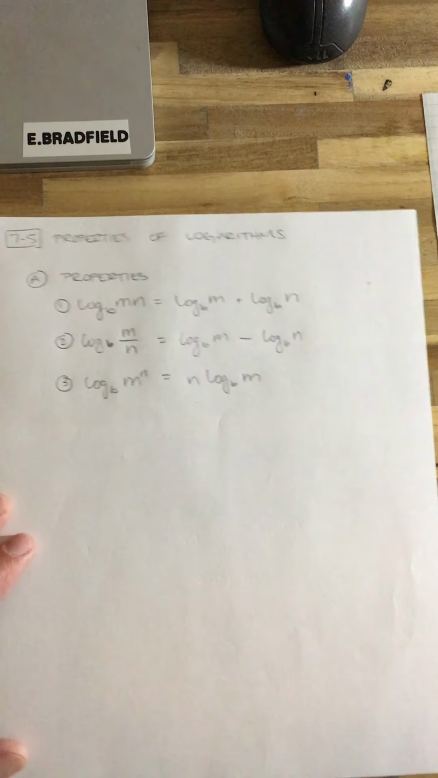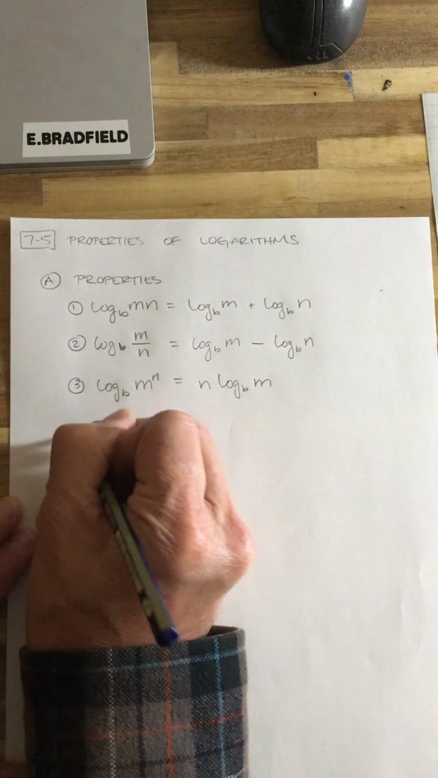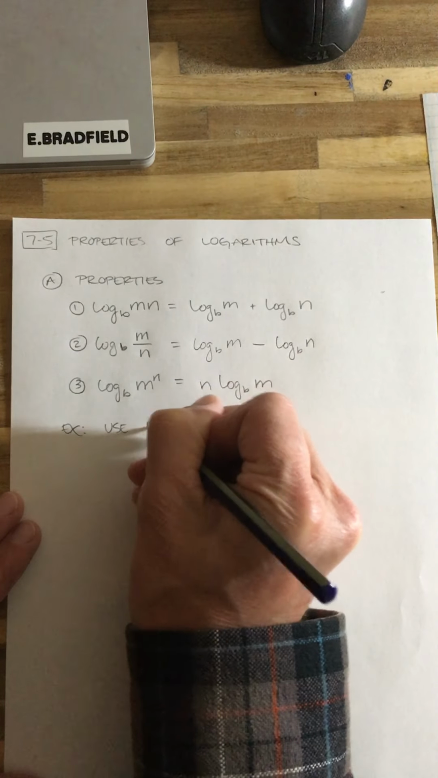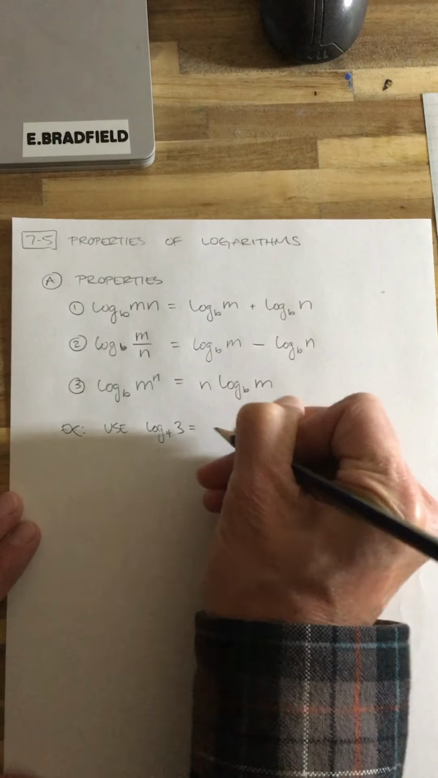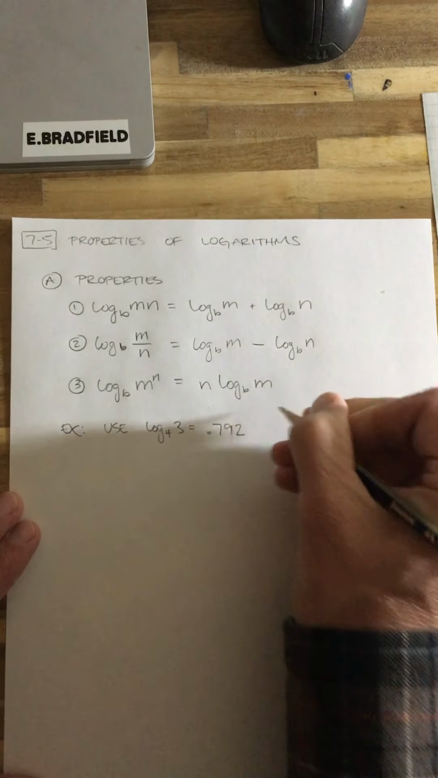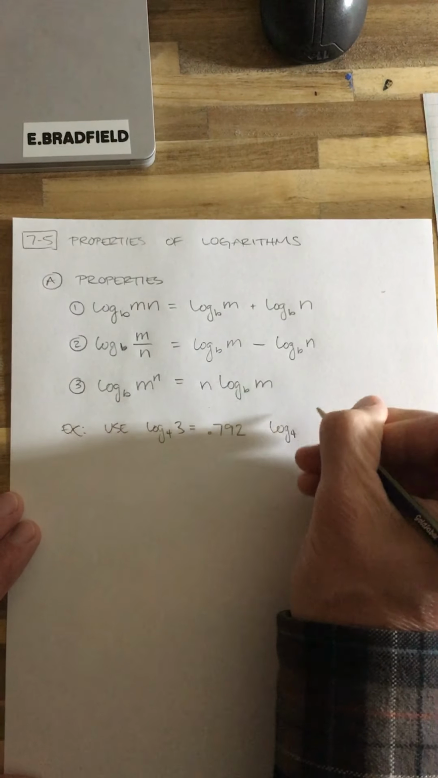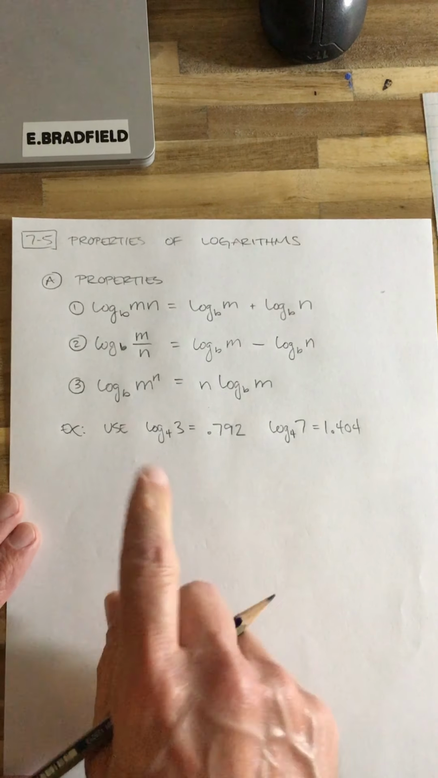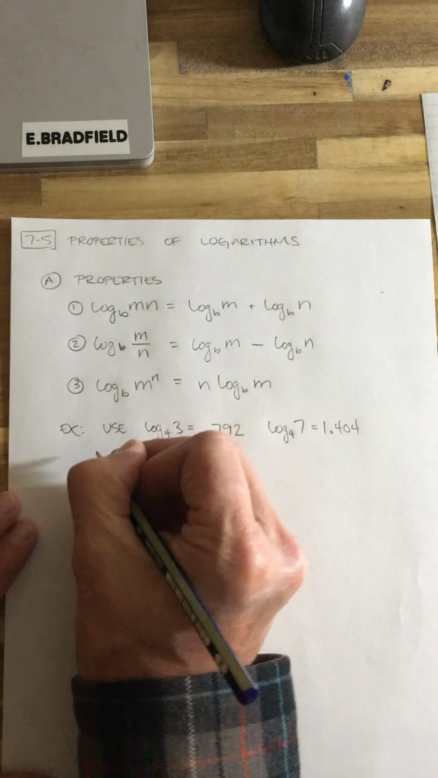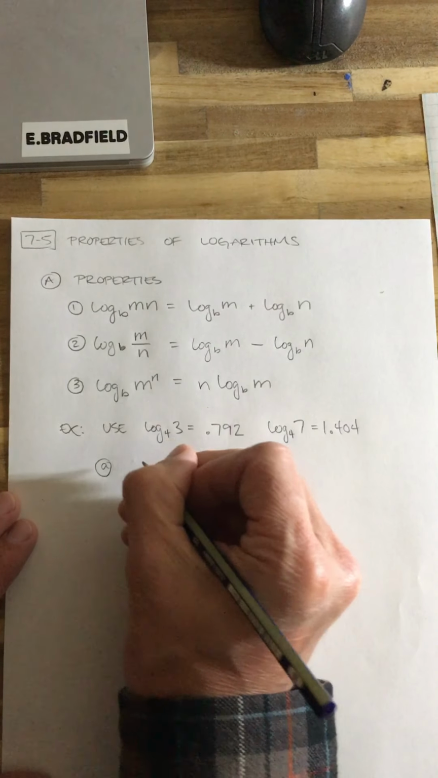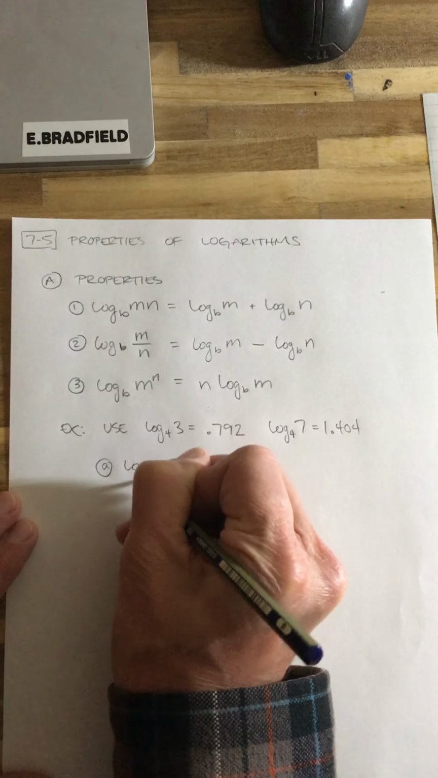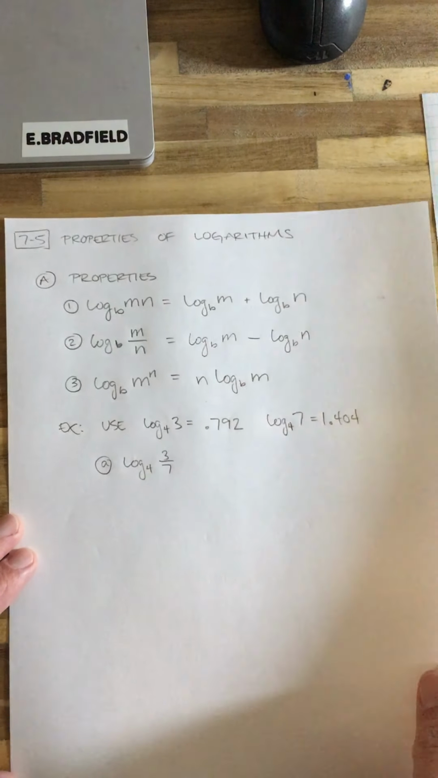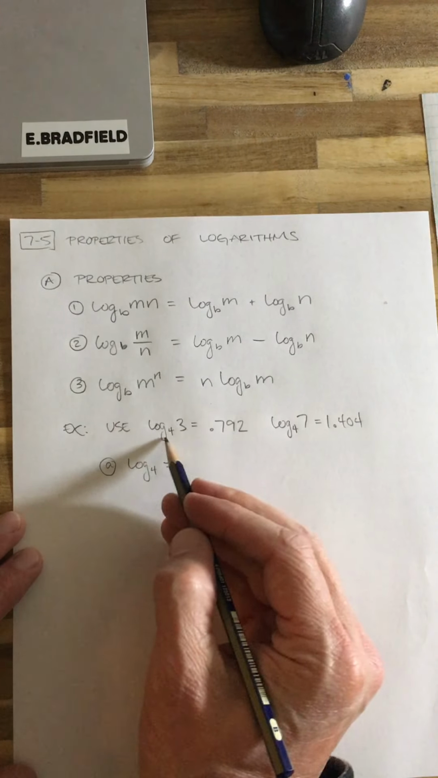All right, so let's do a couple examples using these properties. Here's the first example. We're going to use a couple facts: the log base 4 of 3 is equal to 0.792 and the log base 4 of 7 is equal to 1.404. We're just going to use that to do these examples. Our first example is the log base 4 of 3 over 7, and we want to know what that equals. We can do that without a calculator because we know this guy and we know this guy.